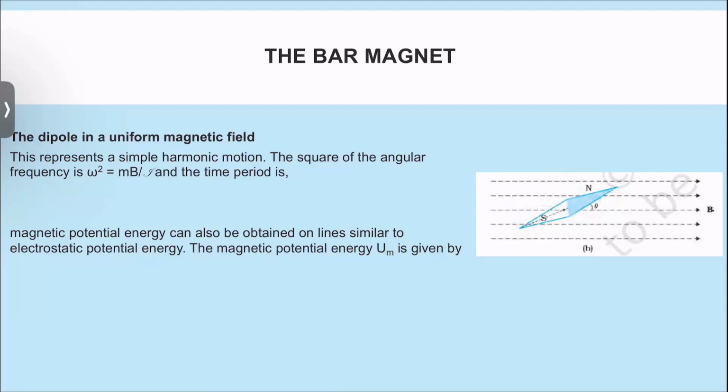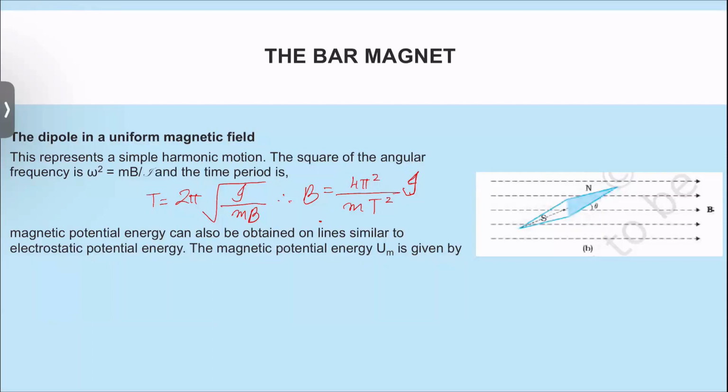And then with respect to the angular frequency, there is going to be a time period. So the time period can be given as 2 pi root of the moment of inertia by mB. Therefore, the magnetic field associated with that will be 4 pi square I upon m T square, where I is the moment of inertia. So this is how we can correlate the moment of inertia and the time period of the oscillation of the compass needle with respect to the magnetic field.